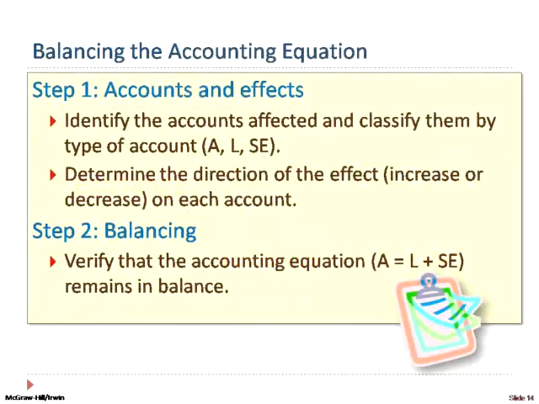The accounting process involves the identification of the accounts affected by a transaction. We must determine whether the accounts are assets, liabilities, or stockholders' equity. After we determine the accounts affected, we must determine the direction of the effect, such as whether the account increased or decreased. Finally, we must make sure the accounting equation remains in balance.